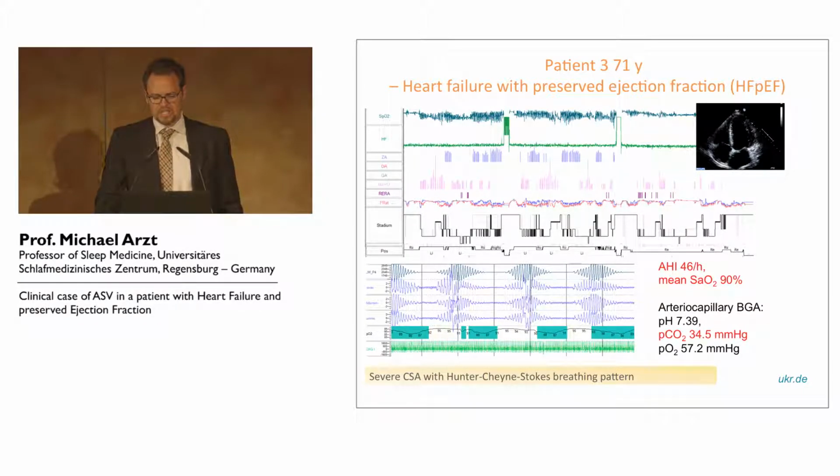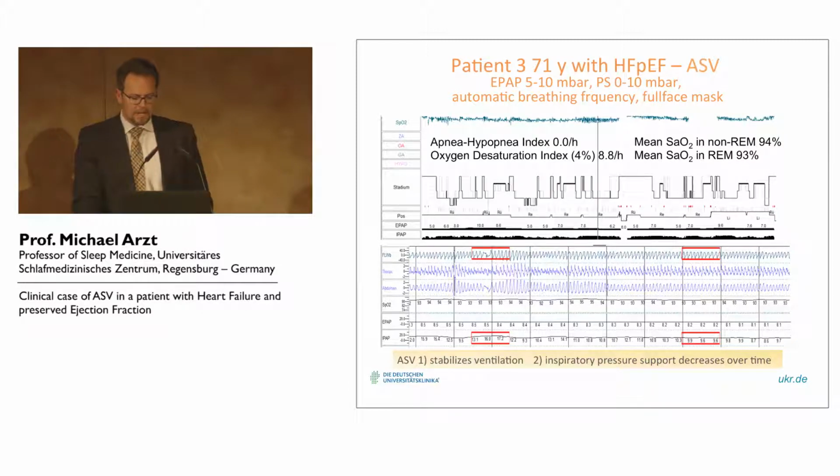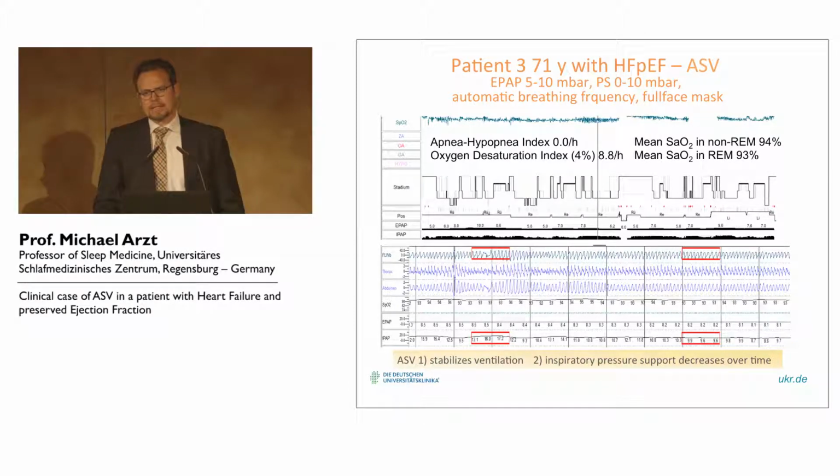Now, a classic patient, heart failure with preserved ejection fraction, and here we really see a classic Cheyne-Stokes respiration, high AHI, typically low PCO2. And this is an example of how ASV does theoretically, and if you look carefully, in practice can work.